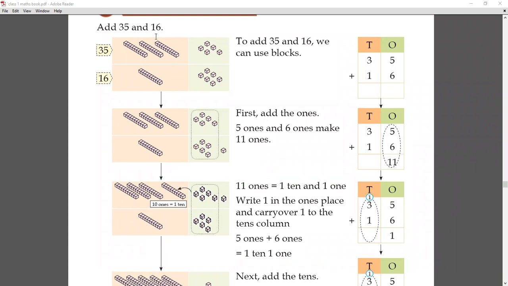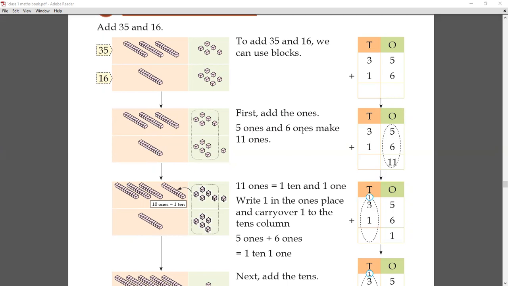35 and 16. Okay, here is 35 blocks. 30 plus 5. 1, 2, 3, 4, 5. To add 35 and 16, we can use blocks. है ना? अभी हम 35 और 16 को ऐड करने के लिए किसका यूज कर रहे हैं? ब्लॉक्स का यूज कर रहे हैं. Okay, now again here is 16 blocks. 10 plus 6, 16. Okay, now next is first add the ones.